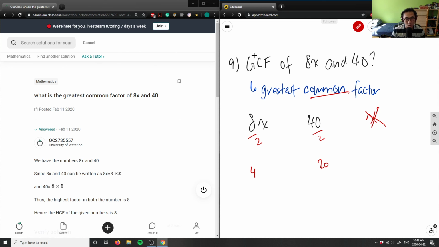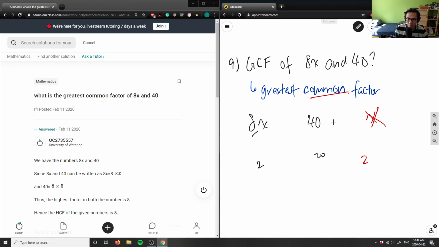So this is a common factor, but is it the greatest common factor? Is there a bigger number that we can divide by? We can, right? So 2 here is a common factor. Let me just list these common factors out first. 2 divides evenly into 20. That's good. Afterwards, is there another number? Remember, they're both even, right? So let me try more even numbers.